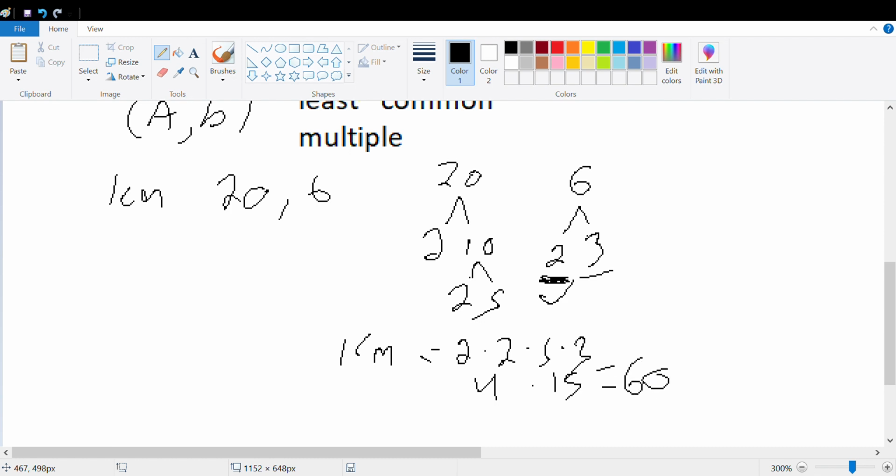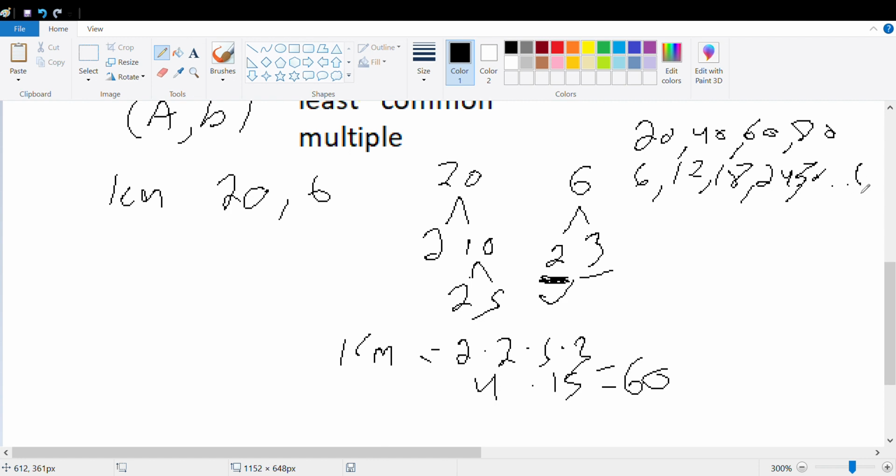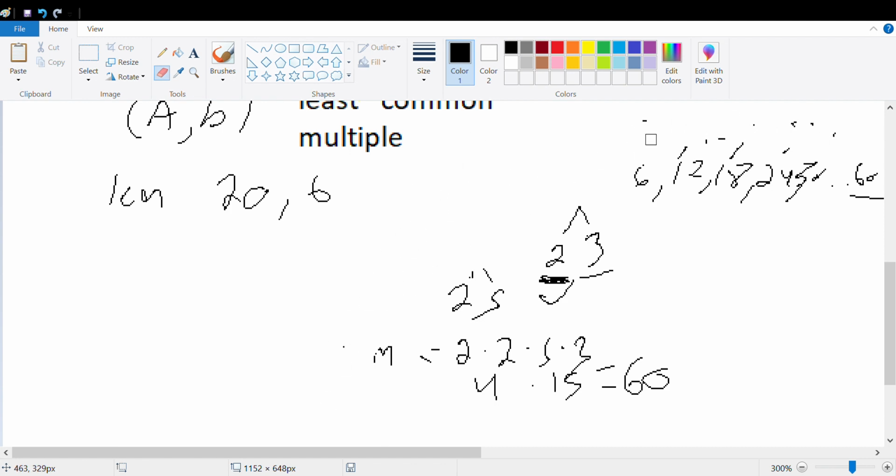And that's the LCM. Another way we could find this is to list the multiples: 20, 40, 60, 80, and so on. And with 6, it's 6, 12, 18, 24, 30, and so on, but it eventually hits 60, and that's the LCM. I'm going to give you two more examples, and then I believe you would be done and know how to do this.